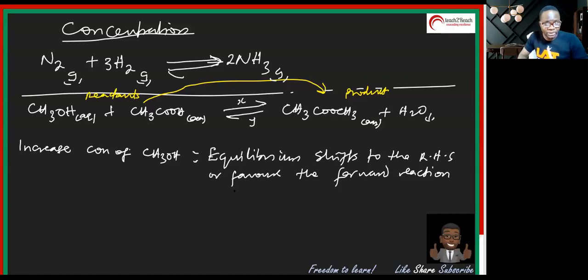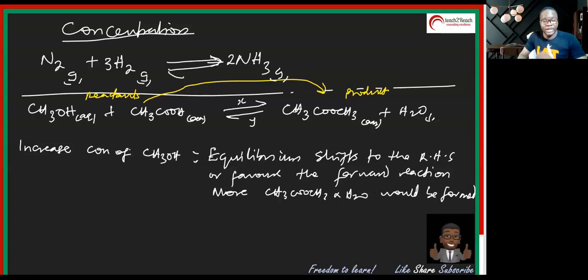If this happens, what will be the effects? The effect is that more products will be formed. That means more CH3COOCH3 and water will be formed. So we say increase in yield. You have been hearing the word yield. Increase in yield. More of this is formed. So let's look at a twist to that.